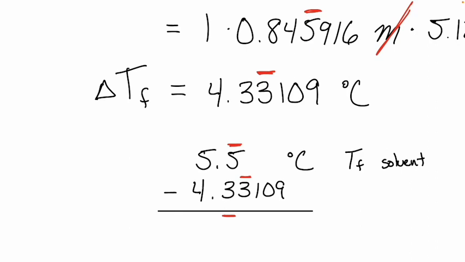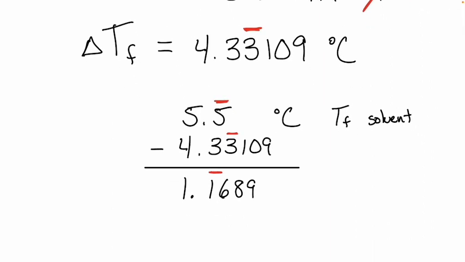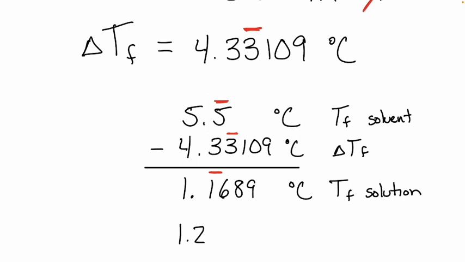All right, so I'm going to punch that into my calculator as is. I get 1.1689, etc., etc. So degrees Celsius, this is my freezing temperature of my solution, which gets rounded to 1.2 degrees Celsius. There's my new freezing point for this solution that we just created.